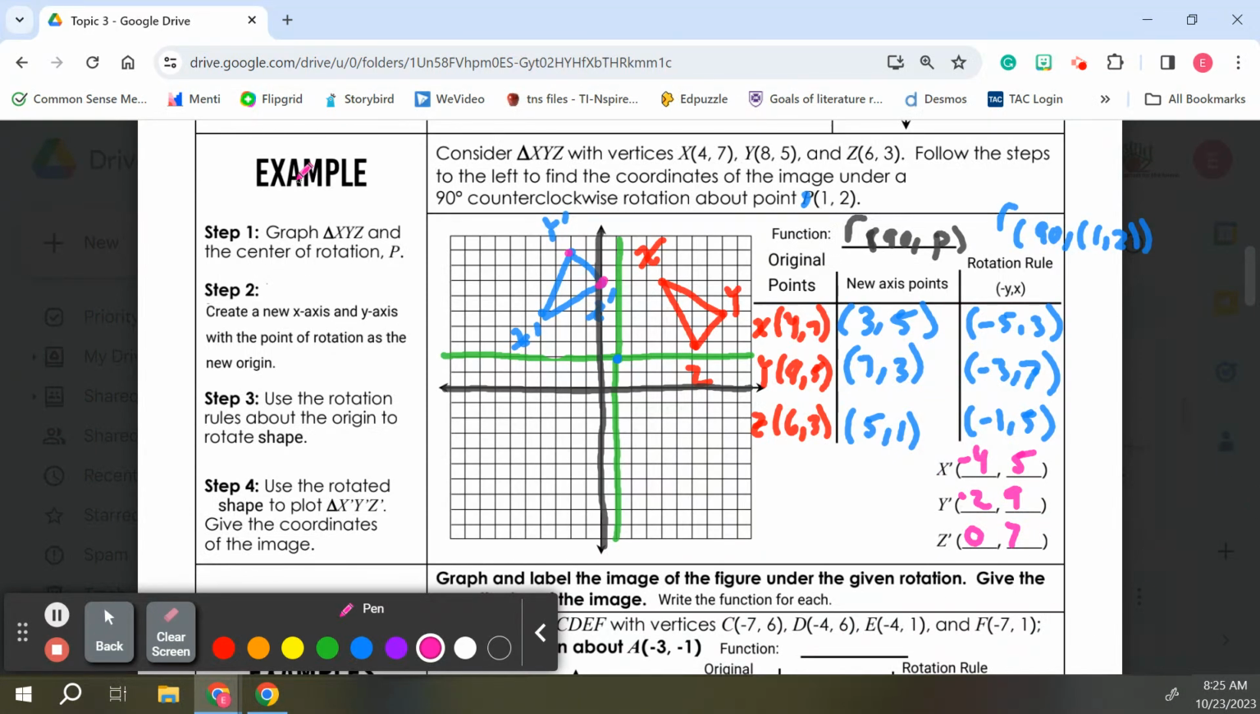So again, just to kind of recap here, we're going to do more, but I list my original points just so I have them. I find the points with the new axis after I create it using the point that's given to me to rotate over. I apply my rotation rules as if it's about the origin. And then I go back to the original axis and just find where they're actually landing.